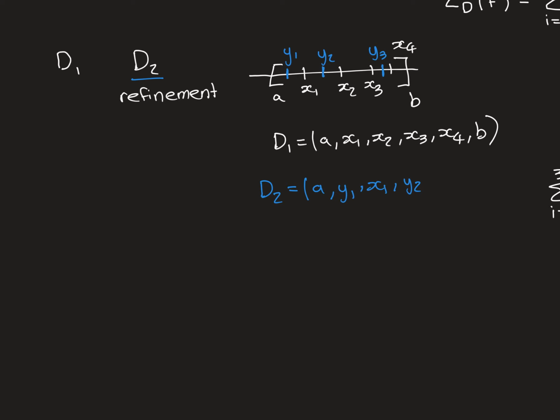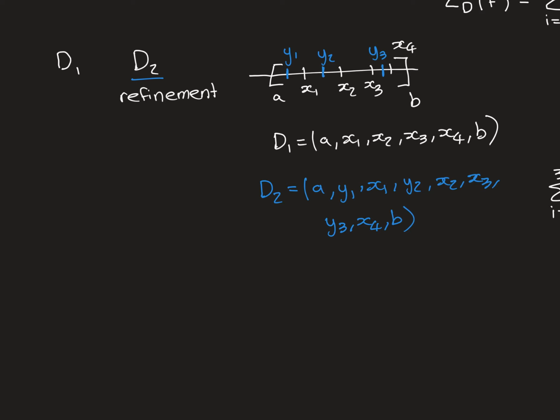So you have to keep all the old cuts from the original dissection if it's a refinement. So putting them in order in this sequence, we've got A, Y1, X1, Y2, and then we'll have X2, X3, Y3 comes next, X4, B. So that's the new dissection, and this one now is a refinement of that one.